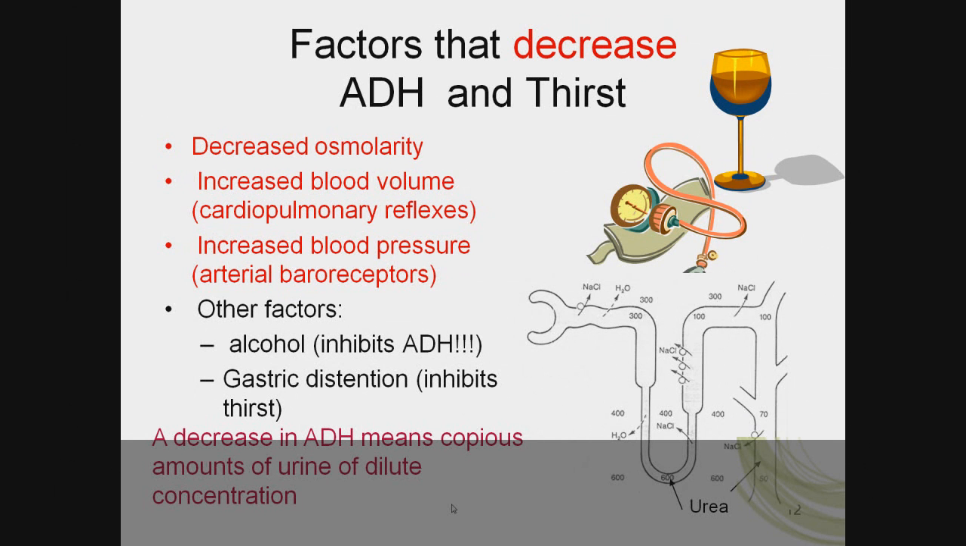Other factors that are limitations to ADH release are alcohol. Alcohol inhibits ADH release, and if you inhibit ADH, that means the collecting ducts and medullary ducts are not permeable to water, and that means more water loss in the urine. If you've eaten too much and you have gastric distension, that will inhibit ADH. Again, the last thing you want to do is retain more blood volume when you feel overly full. A decrease in ADH means copious amounts of dilute urine.